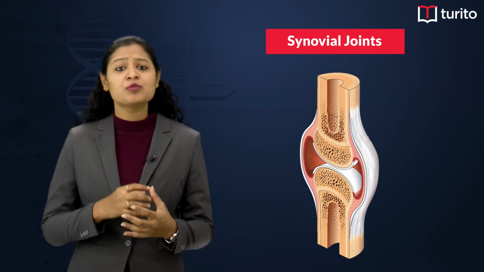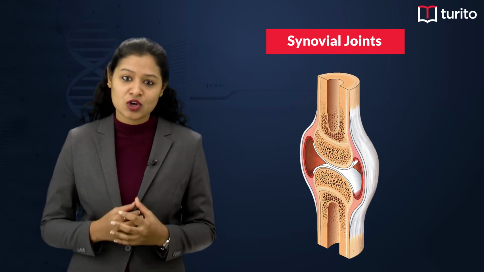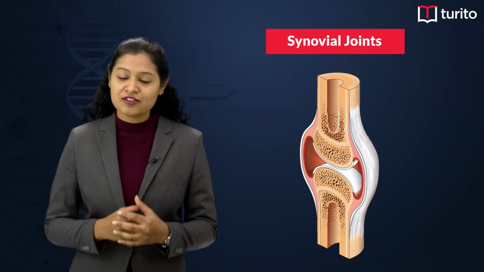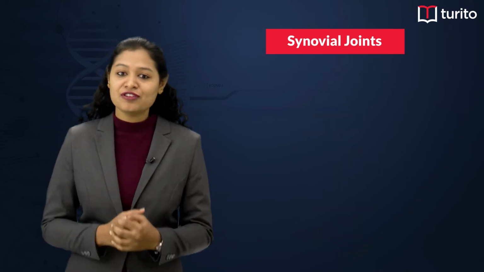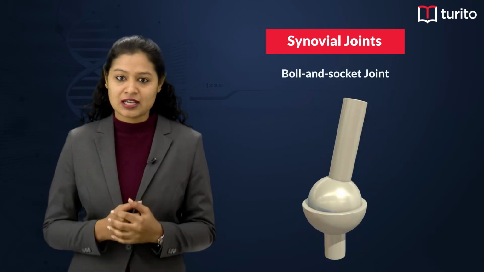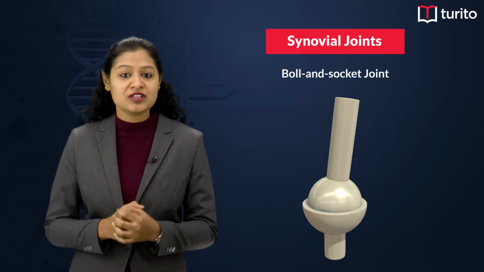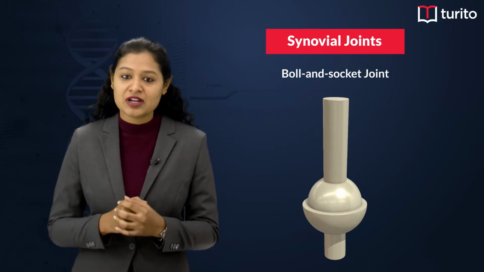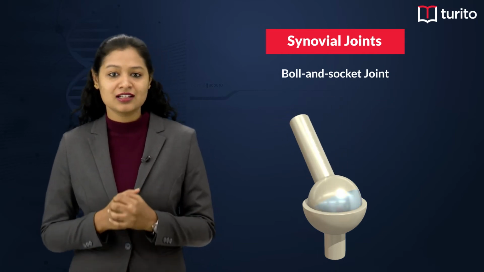Now based on the movement and the shape present in the joints, we have different types of synovial joints. These are classified into 6 types. The first one is ball and socket type. Now in ball and socket type we see that there is almost movement in all directions, and this is present in the shoulder joint and the hip joint.